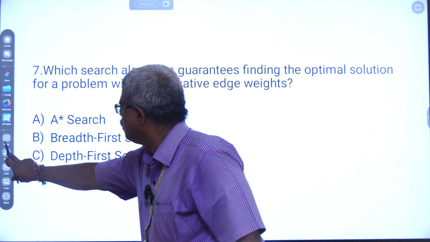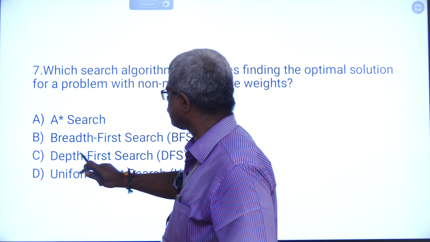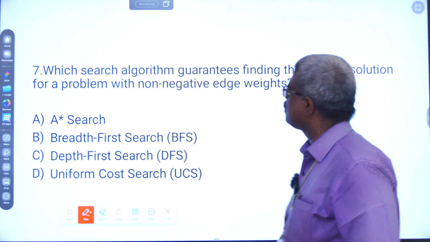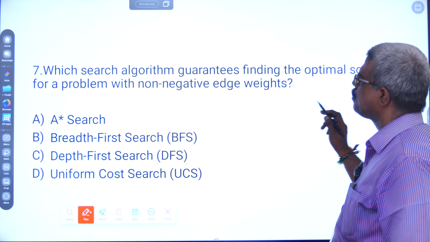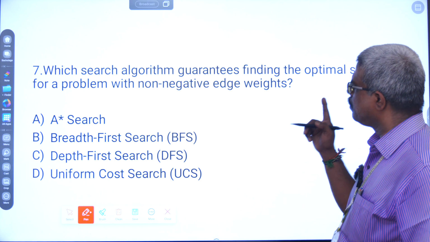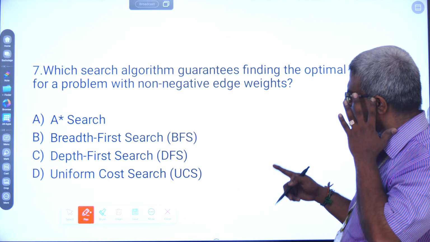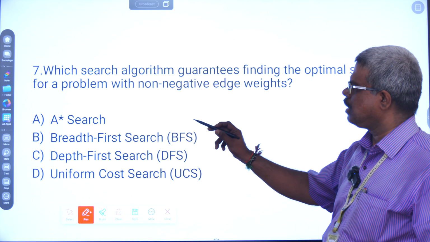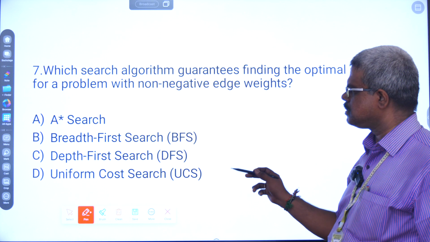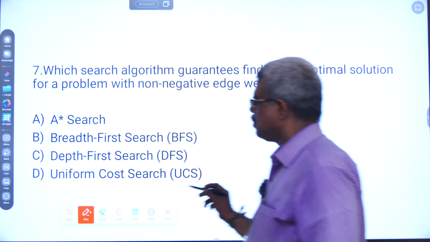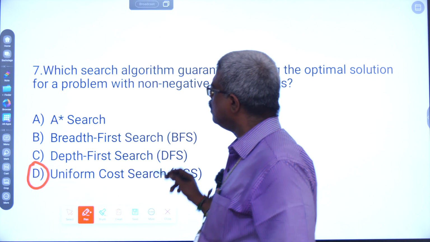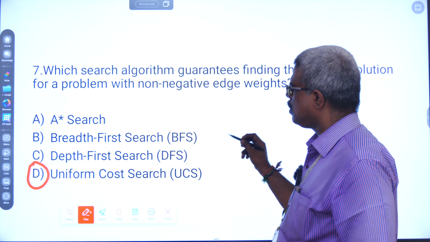Seventh one. Which search algorithm guarantees finding the optimal solution for a problem with a non-negative edge cost? So here I have to find the search algorithm which we use to find the optimal solution. Based upon the options, A equal to A star search, B equal to breadth first search, C equal to depth first search, D equal to uniform cost search. So we can go for the option D, uniform cost search method, which is used to find the optimal solution with a non-negative edge cost.